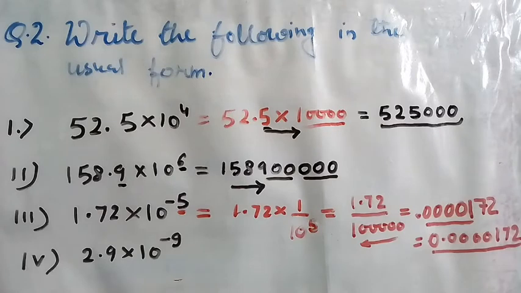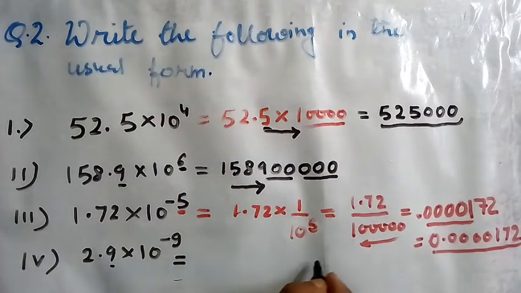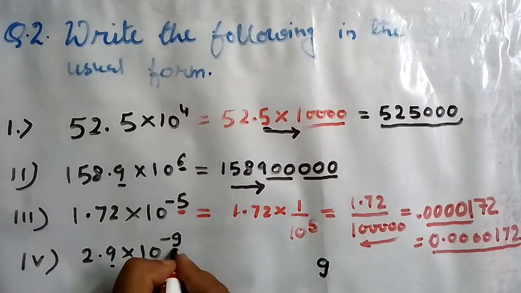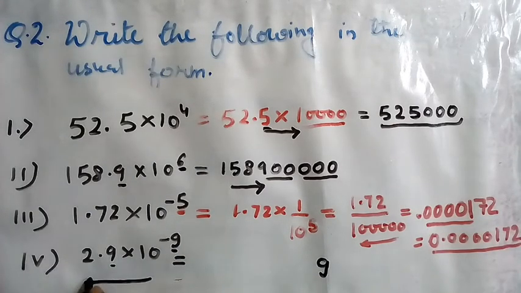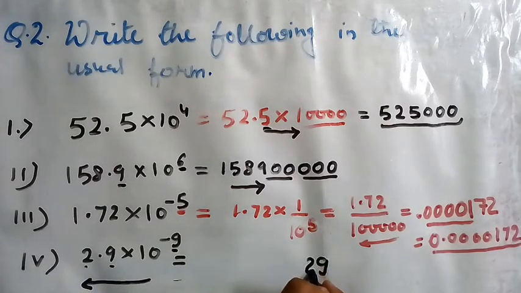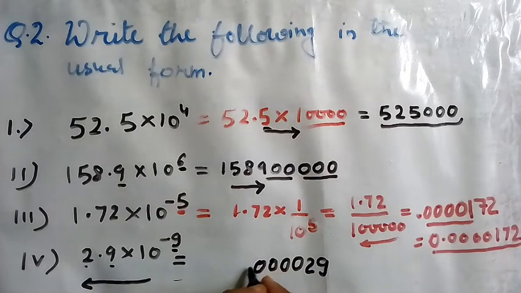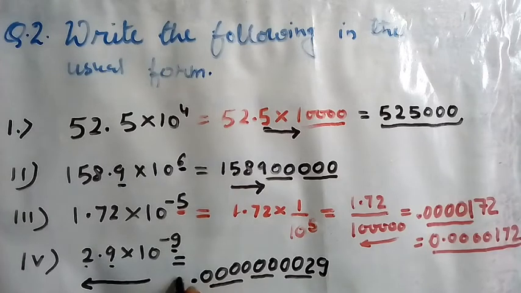Similarly we have the next number. Here the power is minus 9. So directly you can shift, no need to do in-between calculations. So write the number as it is, then shift 9 digits toward the left. So the first digit is 2, then 0, 0, 0, means 8 times you have to put 0. Then you have to put the decimal. This is your required answer.